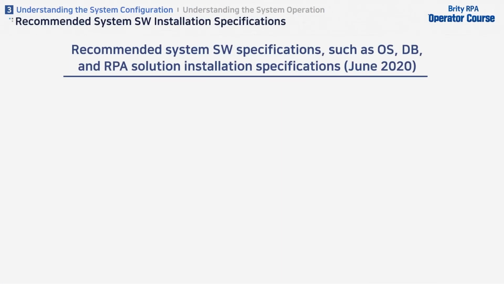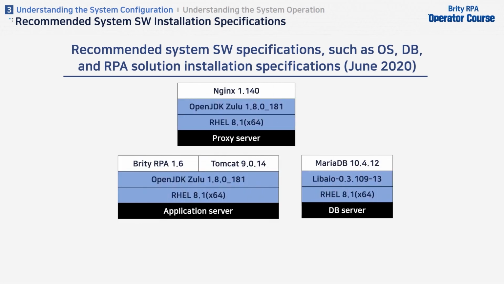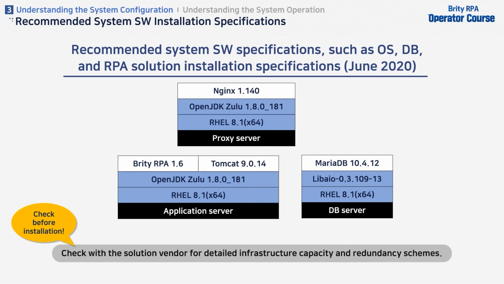Let's take a look at the recommended system software specifications for the solution installation. The solution is basically installed in a Linux environment. Red Hat Linux and Maria database are recommended. Since detailed infrastructure capacity and redundancy schemes vary according to the operator's policy and capacity calculation, you should contact the solution vendor for assistance before installing the solution.